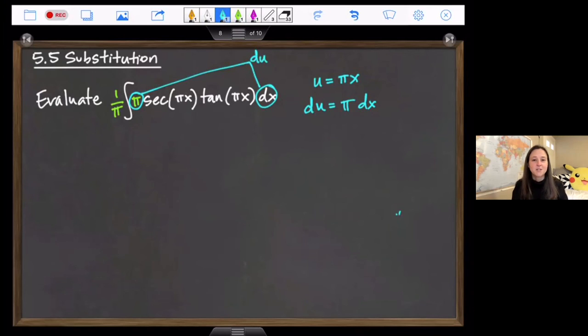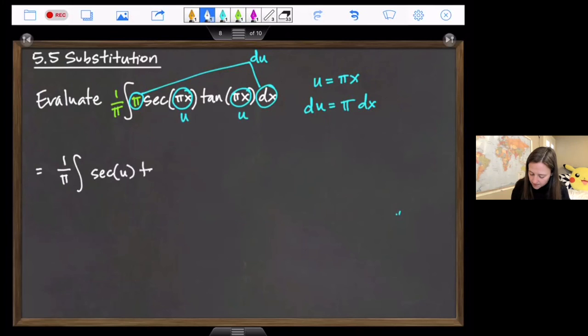Everything else in the problem I need to rewrite using u. And pi x shows up twice. I don't need either of those to be my du, so I'm going to make both of those into u's. It's okay to have more than one u show up in your u substitution integral. And let's see what we have left. So I've got 1/pi integral. The pi and the dx are gone. They're going to be the du. And I've got secant u tangent u.